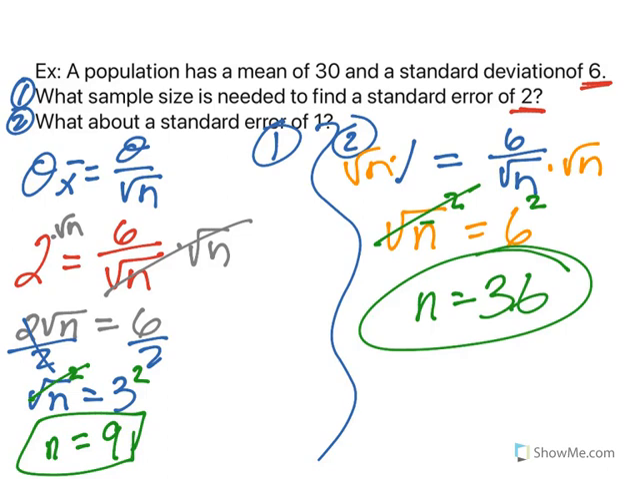So notice, changing the standard error from 2 to 1 changes my sample size from 9 to 36. So as the error decreases, 2 to 1, the sample size increases. And that's the relationship between the standard error and the sample size.